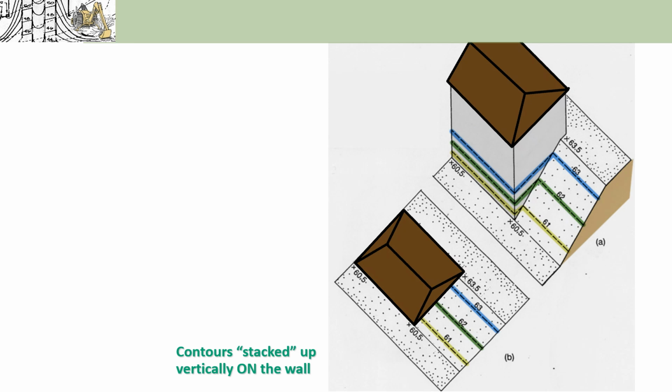Now, these scenarios apply when the buildings are not wood-framed buildings. If they were wood-framed, then you'd have to use pillars because the walls cannot retain soil behind them. If you remember the retaining wall lecture from the last exercise, the contours are stacked up vertically on the walls as shown here.